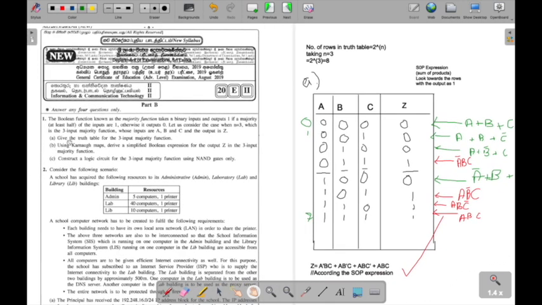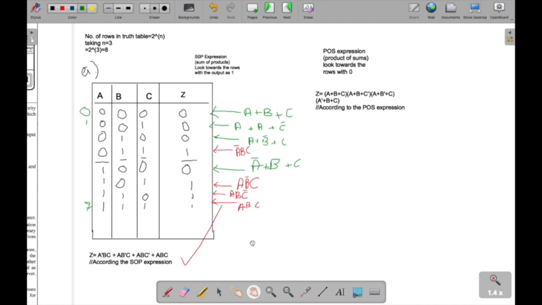Now in the second question, part B, they have given that using Karnaugh maps, derive a simplified Boolean expression for the output Z in the three input majority function, which means that you should have the answer for the 3 input majority function in a Karnaugh map. Now how are you going to plot the Karnaugh map according to part B of this question? Part B says that you should derive the final answer using a Karnaugh map. This is how we are going to plot the Karnaugh map.